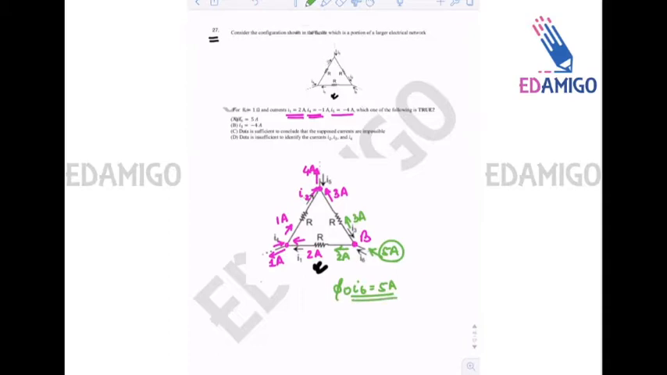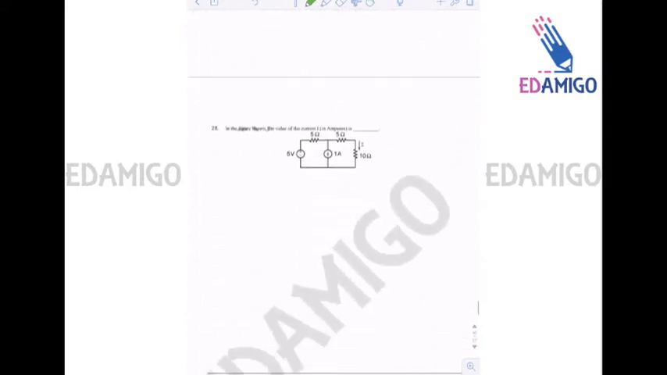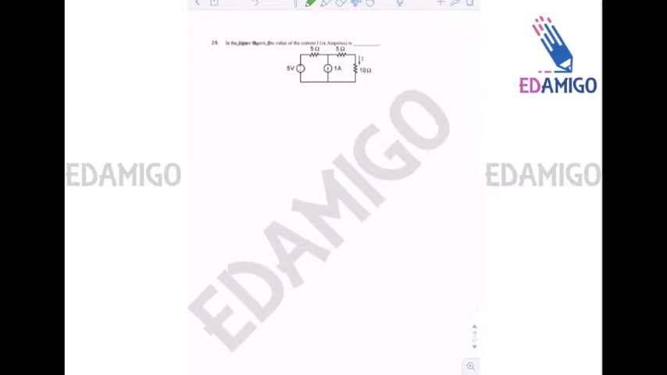In the question we have to answer which of the following statements is true. So I6 equal to 5 amperes is the correct answer. Very simple question, I only have to apply KCL at the 3 different nodes and I get the answer. Now another question, question number 28.